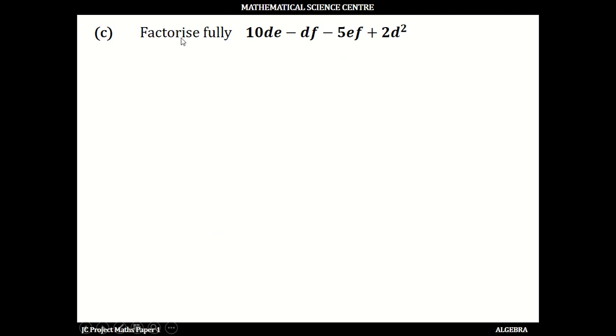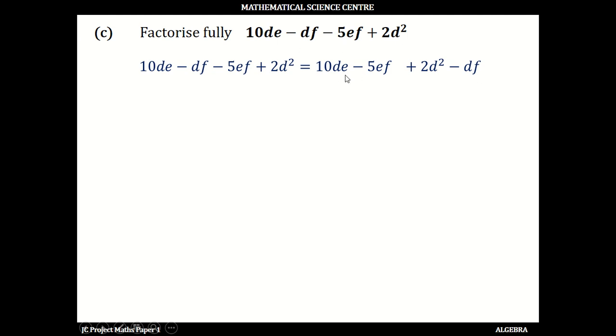In part C, we want to factorise fully 10de minus df minus 5ef plus 2d squared. Now with the first 2 terms we could factorise out a d. However, the last 2 terms, these don't have anything in common. So what we're going to have to do is rearrange this expression. We're going to start off with 10de, and then we're going to follow that with a minus 5ef. Okay, and then we've got the plus 2d squared, so the minus df, we're going to move that to the end. So we just rearranged these 4 terms.